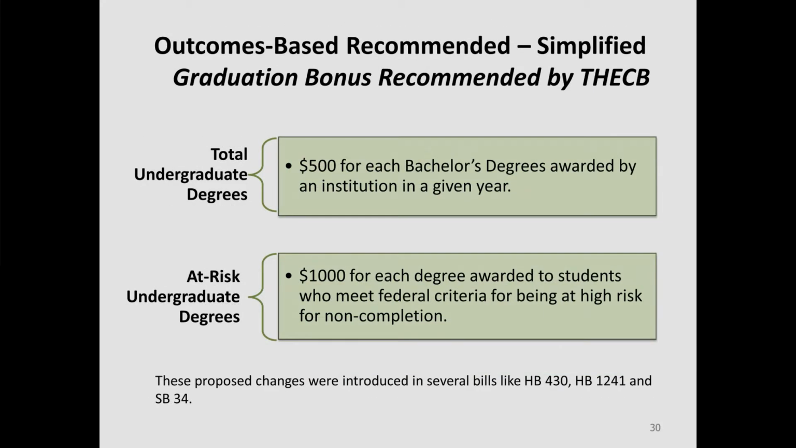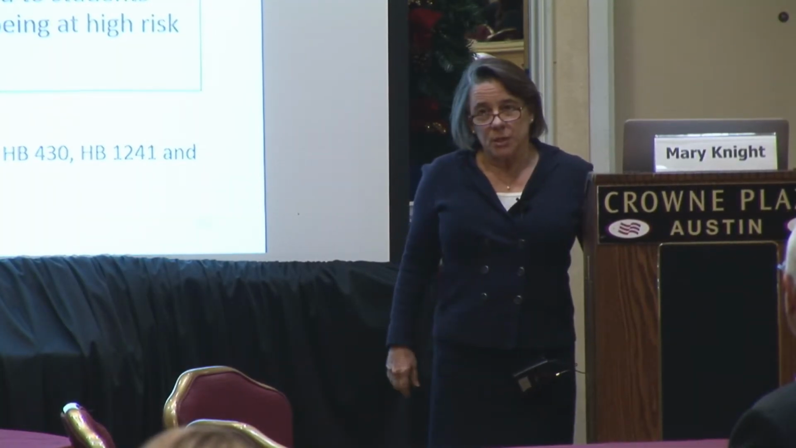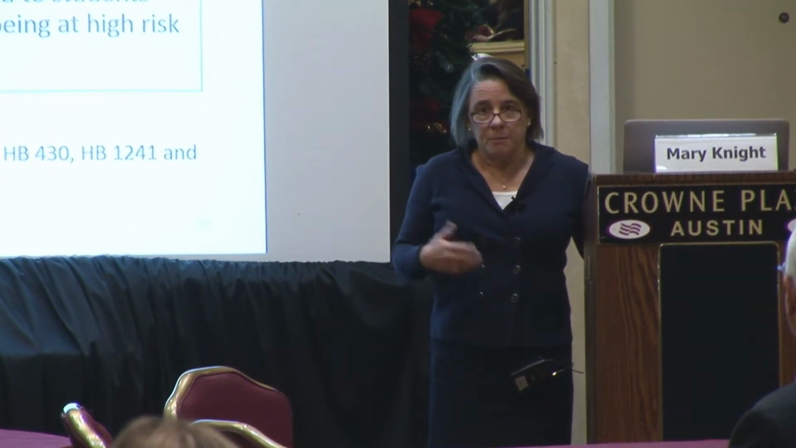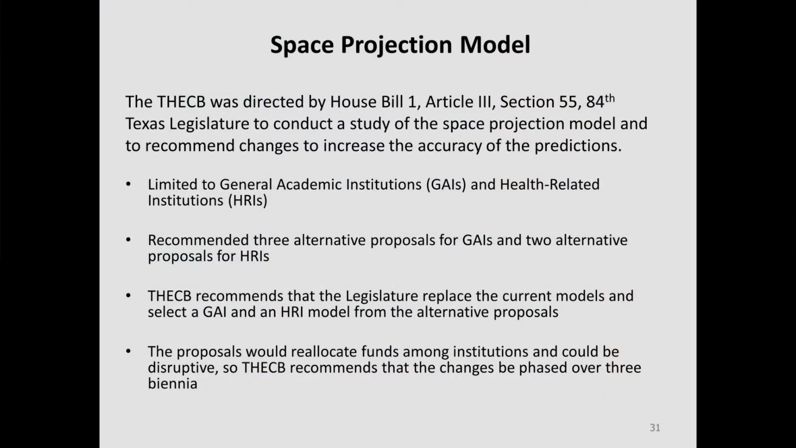And then there was another iteration, which was kind of a simplified method, really looking at a graduation bonus. So to actually provide bonuses for students who graduate, which is a benefit to the state of Texas to have college graduates. I think it was actually higher than this to start with, but $600 for each bachelor's degree was reduced to $500, and then if you have at-risk students, an even higher bonus for that. These changes were actually introduced in bills in the last session. There's 2 of them here. I think there were quite a bit more, but those did not pass either.